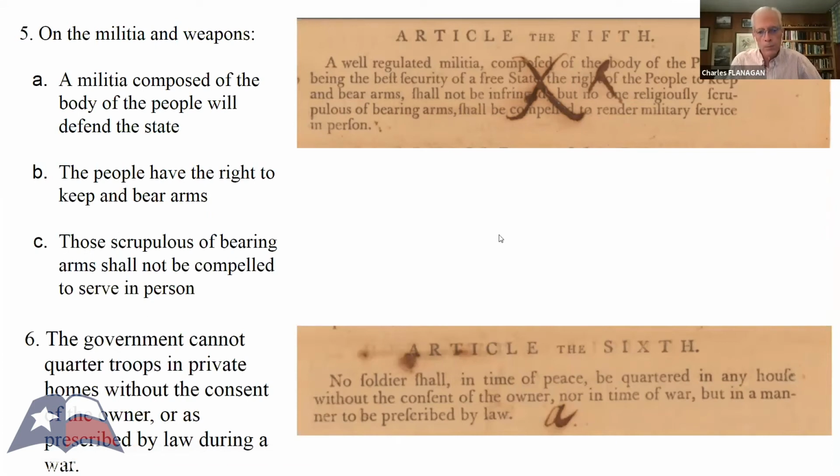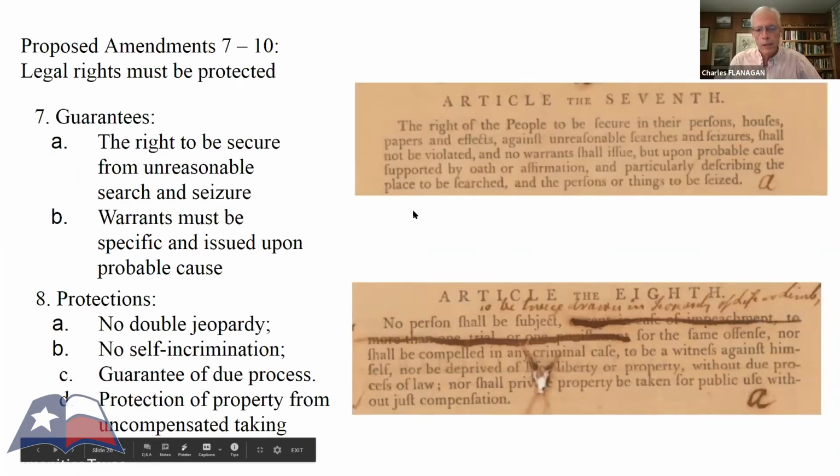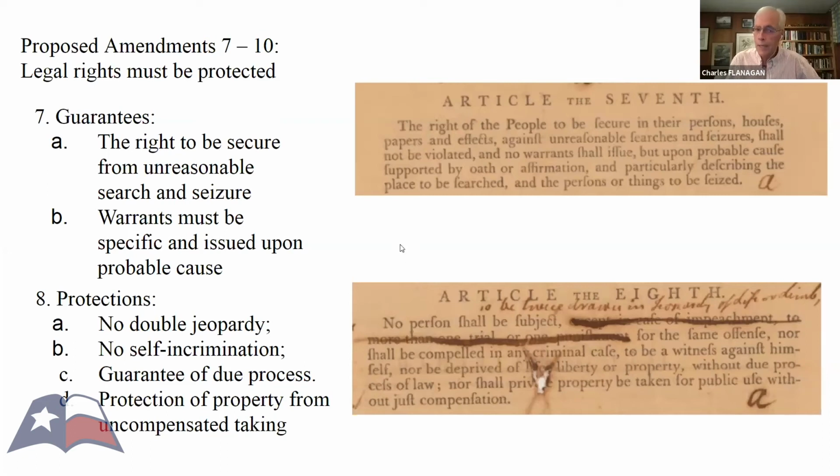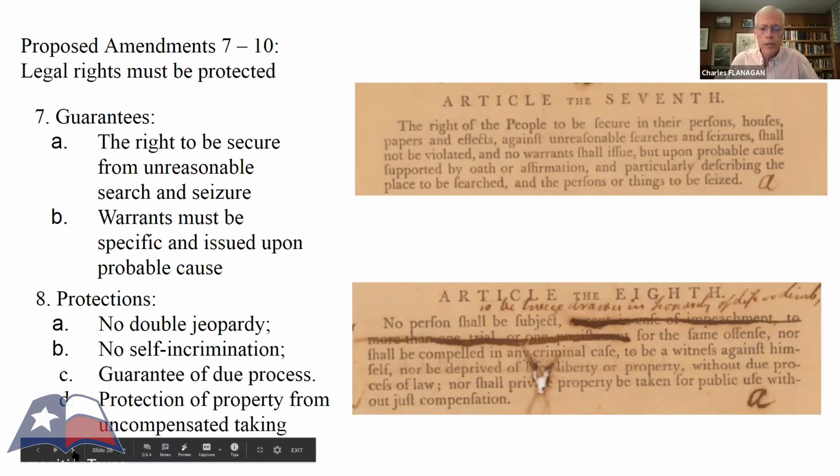And so I hope that you will dig into that article, the 5th, with your students. But again, because of the short time we have this evening, I'm not going to look at it in much detail. I'm just going to say that proposed amendments 7 through 10 are very specifically about the legal rights. And so there you see that idea from the anti-federalist saying that we want guarantees, like the right to be secure from unreasonable searches and seizure, that warrants must be specific, and that there's no double jeopardy, and that we have protection from our property being taken without compensation.